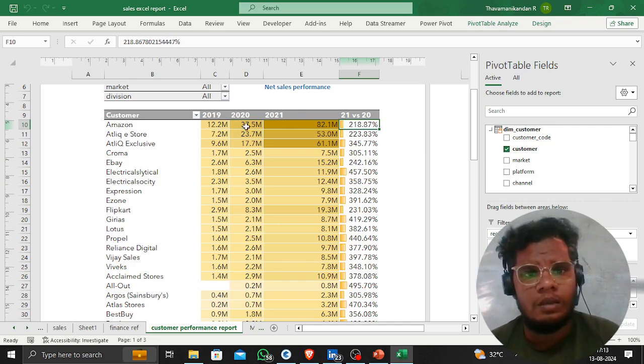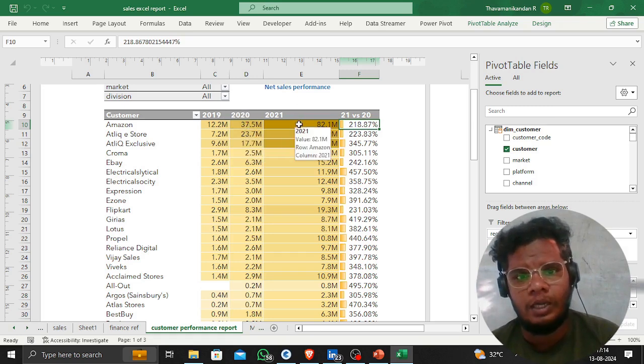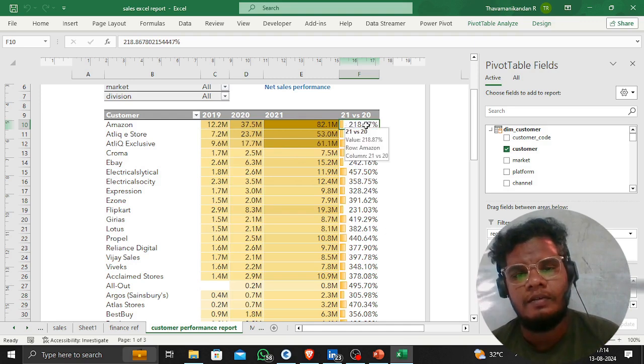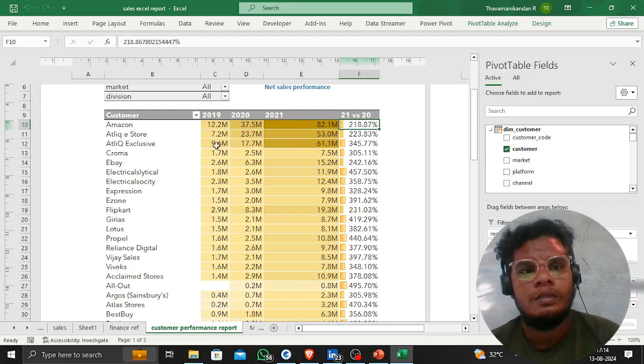Here all the things are in net sales, because for Amazon, 2019 it's 12.2 million, 2020 37.5 million, 2021 82.1 million. So it's increasing year by year, almost 18.87 percent compared to the last year. These are the growth percentages for Amazon, AtliQ Store, and AtliQ Exclusive. These are the top three performers in net sales.